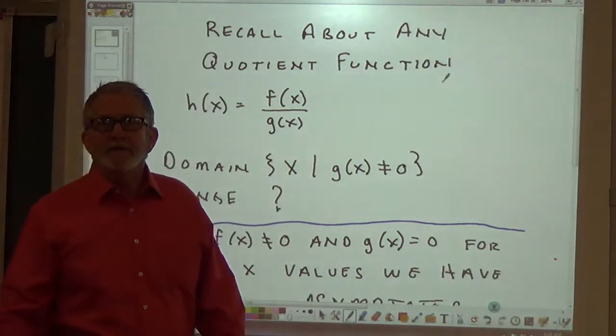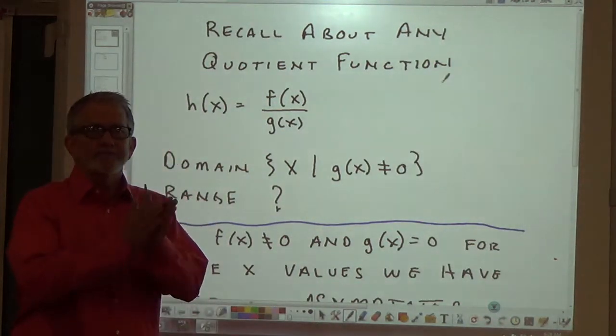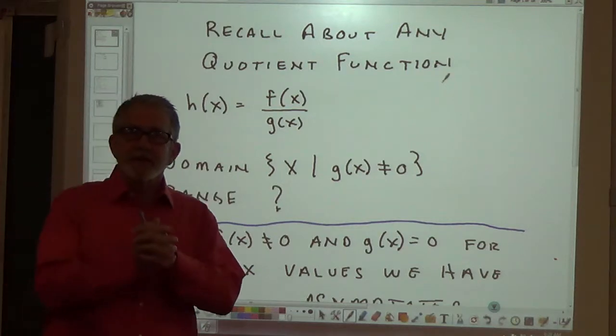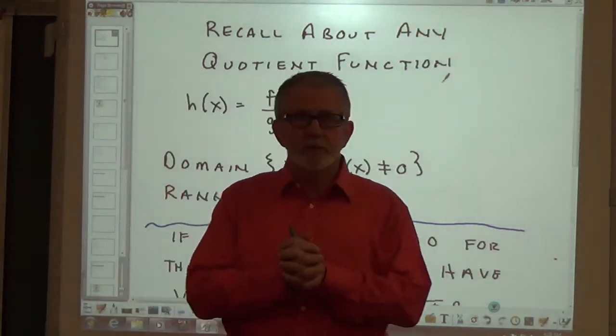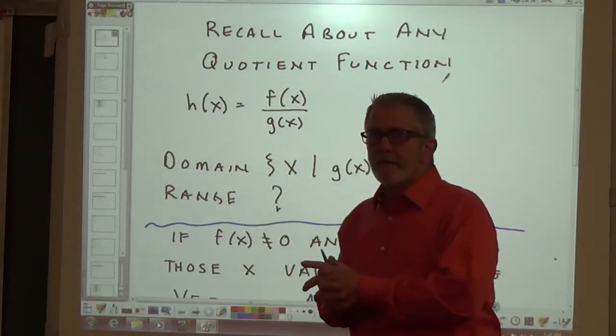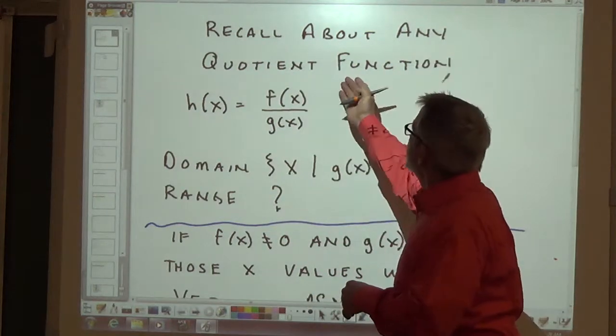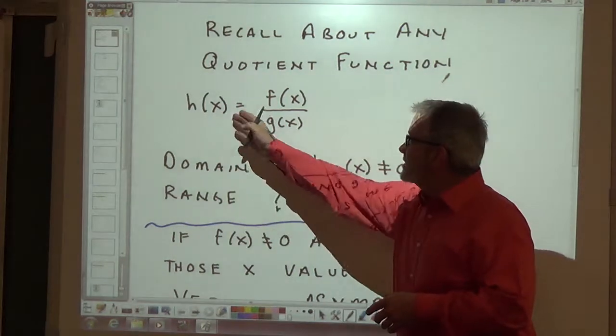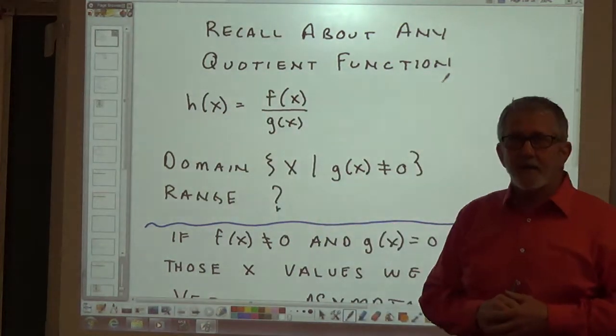Good morning. Uncle Lee here with a little trigonometry discussion. Before we start that trigonometry discussion, let's have a little review about a function we would call a quotient function. H of x is equal to f of x divided by g of x.